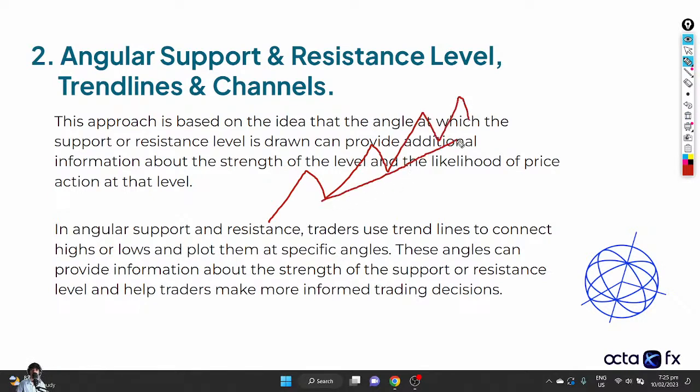So we can draw our angle like this, or the trend line, we can draw it like this. So let's say that we have multiple touches here. By the way, if you have two touches on your trend line, then this is a valid trend line. But if you want to see a stronger trend line, then you must look for three touches. So this first, second, and third touch is considered a strong trend line.